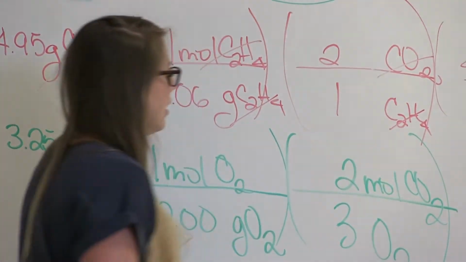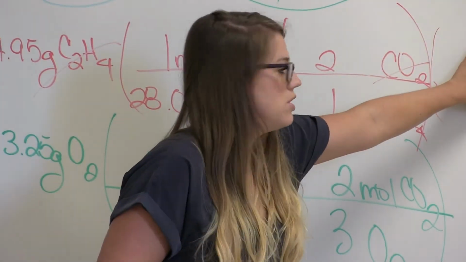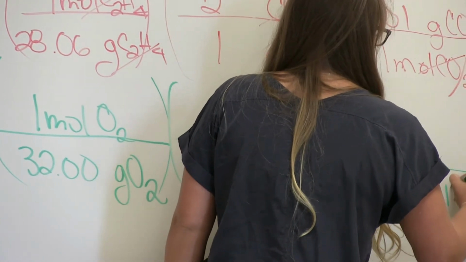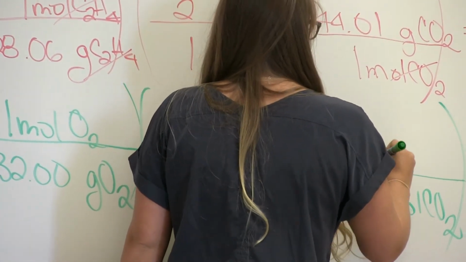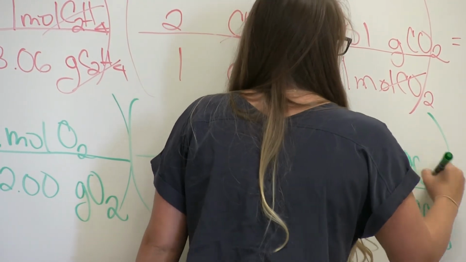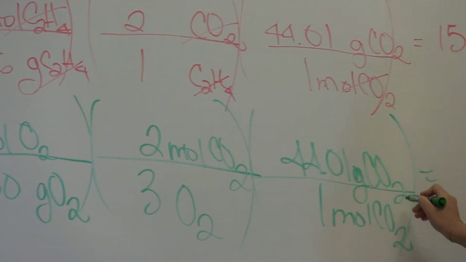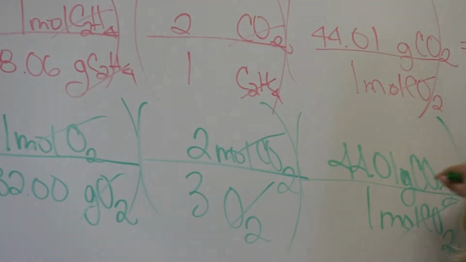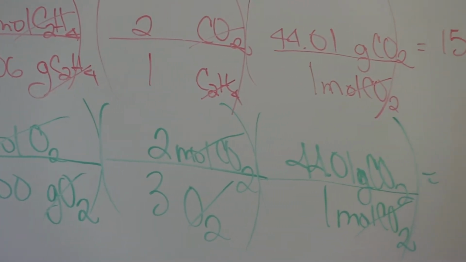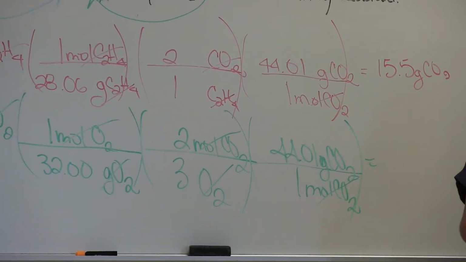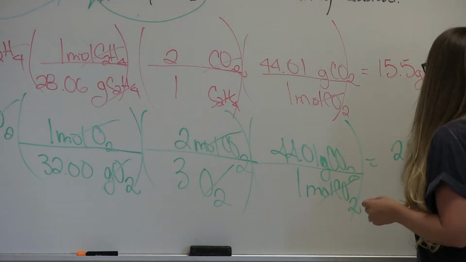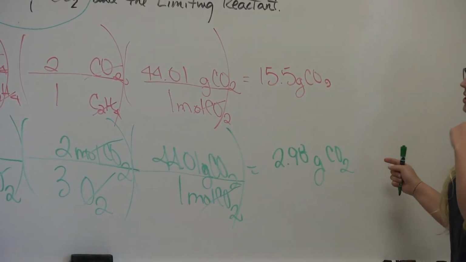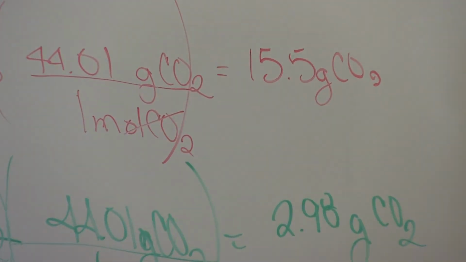Now we're in moles of CO2, so we can do the last step, which is converting it to grams of carbon dioxide. Everything should cancel out: mole of CO2, mole of CO2, mole of O2, mole of O2, gram of O2, gram of O2, leaving us with the unit we want, which is grams of carbon dioxide. If we punch all this into our calculator, we will produce 2.98 grams of carbon dioxide. So 3.25 grams of oxygen will produce 2.98 grams of CO2.